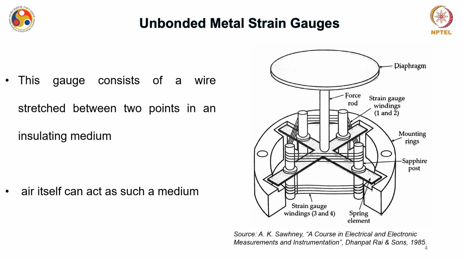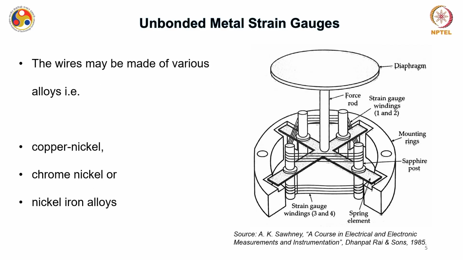Now this gauge consists of a wire which is stretched between 2 points in an insulating medium. This insulating medium is important, and mostly air itself can act as a good insulating medium, so you can imagine this arrangement inside normal ambient air. The wire configuration is very important, and mostly these wires are not pure metallic but alloys, like a copper nickel alloy, a chrome nickel alloy, and then nickel iron alloys.